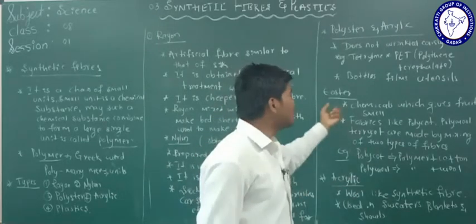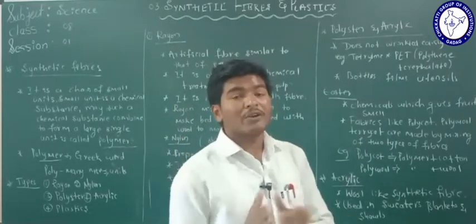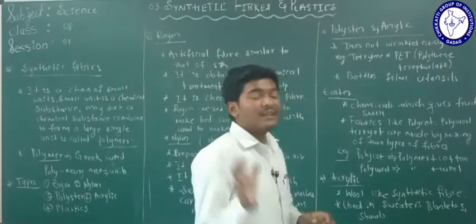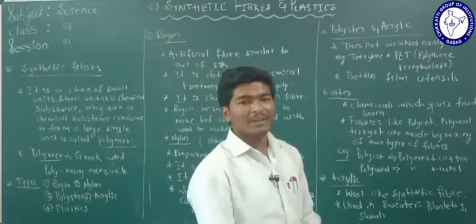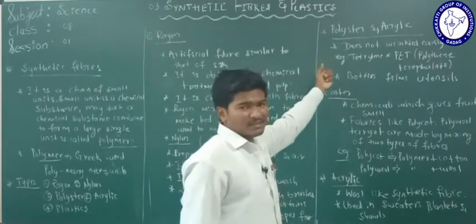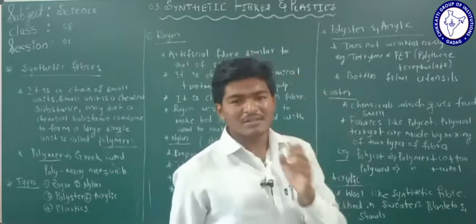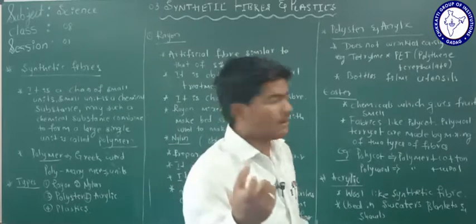We use this chemical in the production of synthetic fiber. We mix up some of the esters. The synthetic fiber made by esters is called polyester. Have you got understood what is ester? Ester is a chemical substance which gives a fruit smell.